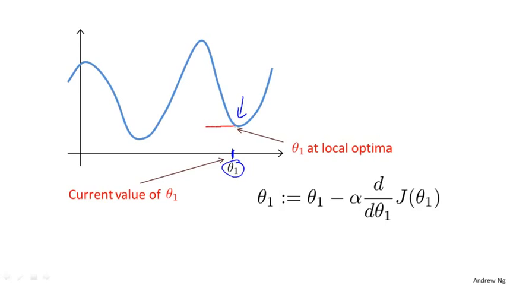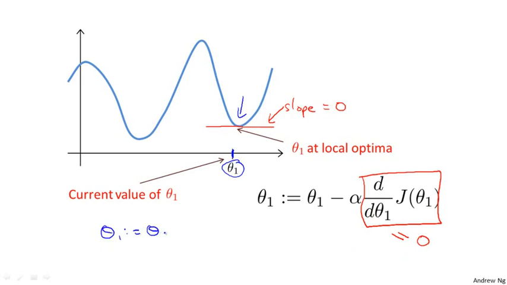So let's look at that slope, right? It's that tangent point. So the slope of this line will be equal to 0, and thus this derivative term is equal to 0. And so in your gradient descent update, theta 1 gets updated as theta 1 minus alpha times 0. And so what this means is that if you're already at the local optimum, it leaves theta 1 unchanged, because theta 1 equals theta 1. So if your parameter is already at the local minimum, one step of gradient descent does absolutely nothing. It doesn't change the parameter, which is what you want, because it keeps your solution at the local optimum.